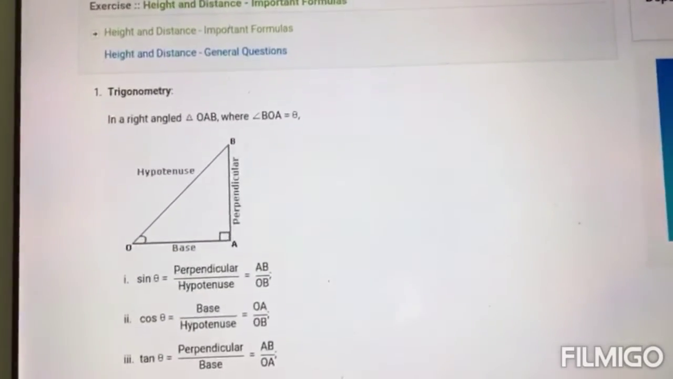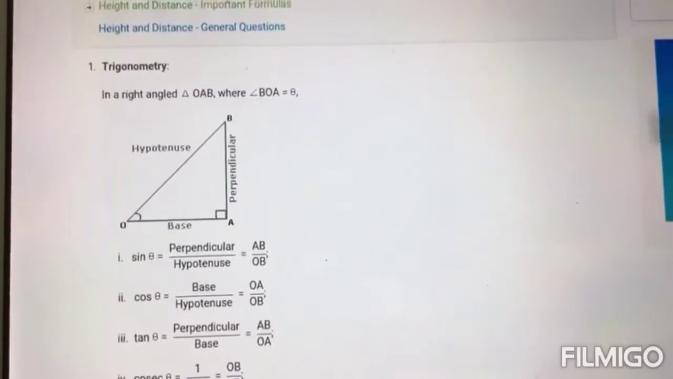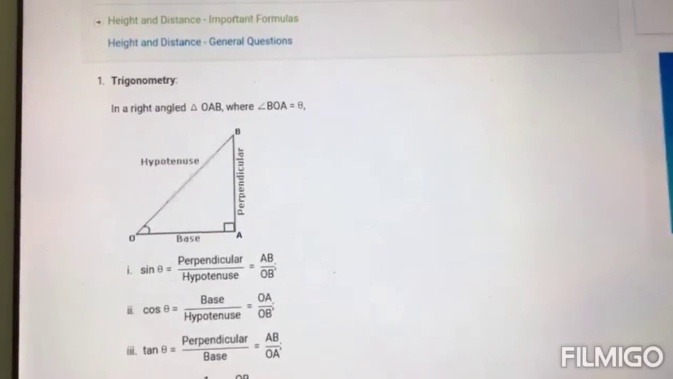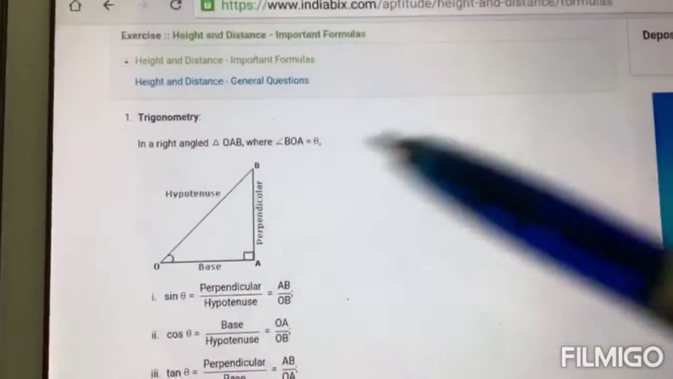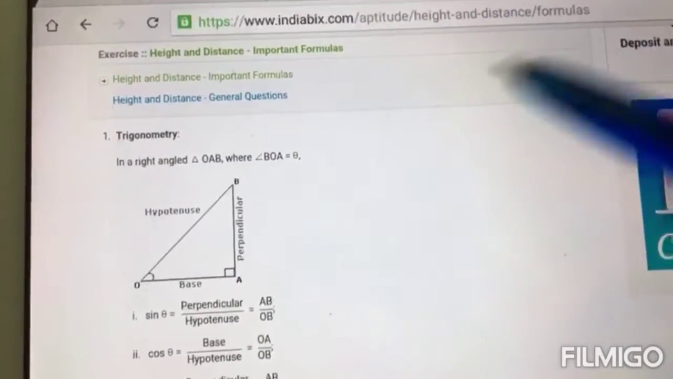So we're going to start a new topic today. It is called height and distance. But before we do that, I would like you to learn some formulae because without this you cannot do the questions. So this pertains to trigonometry, okay, and I'm taking it from this website.